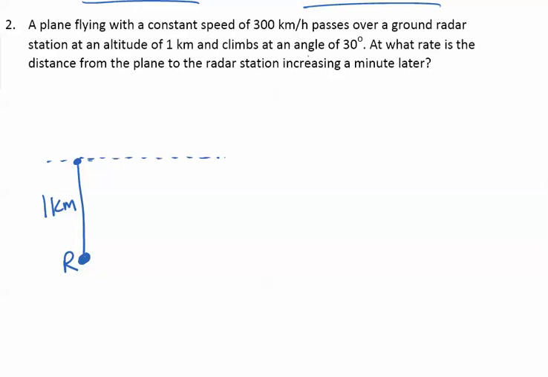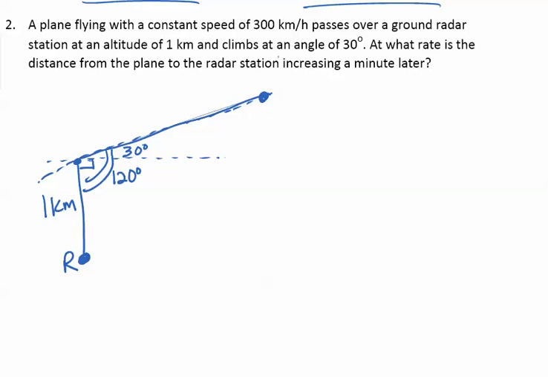So the plane is flying at an angle of 30 degrees. So the plane is actually on a rising path here. So the plane is going to be traveling along this path. But if we know this angle is 30 degrees and we know this is a right angle, then we know this angle is 120 degrees.